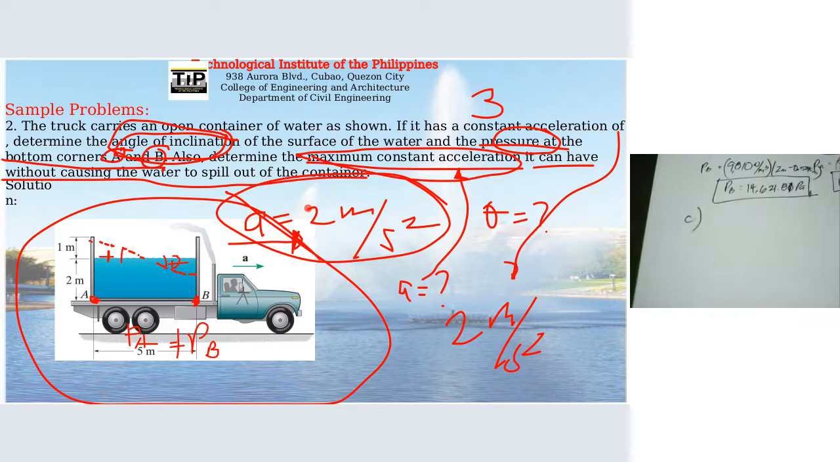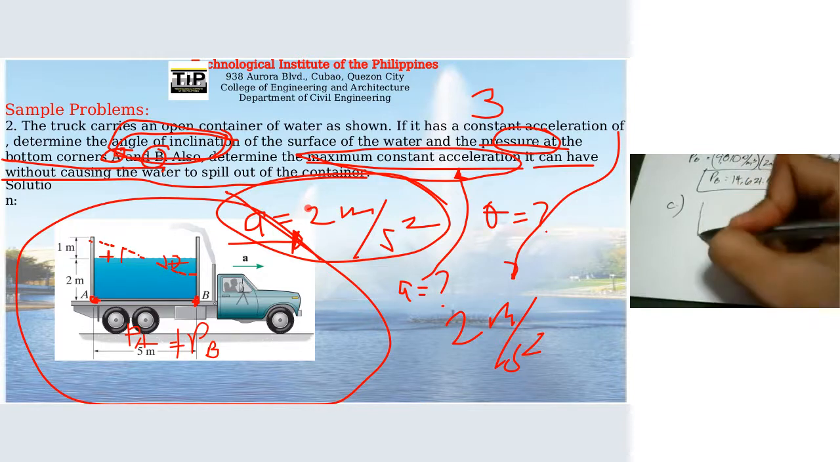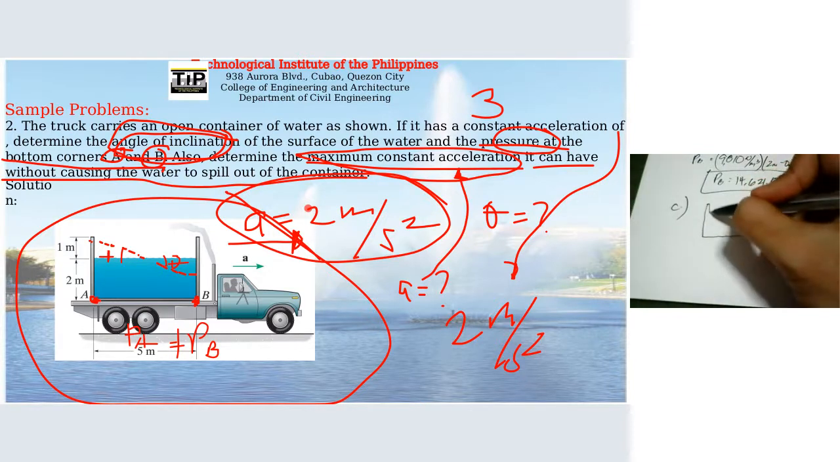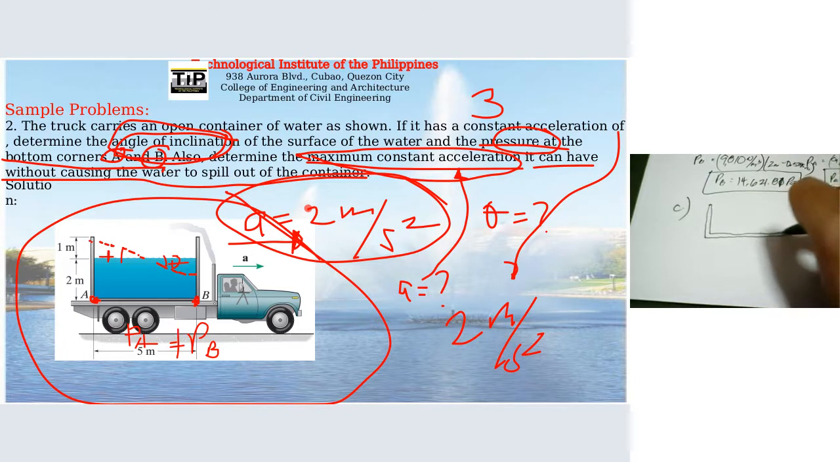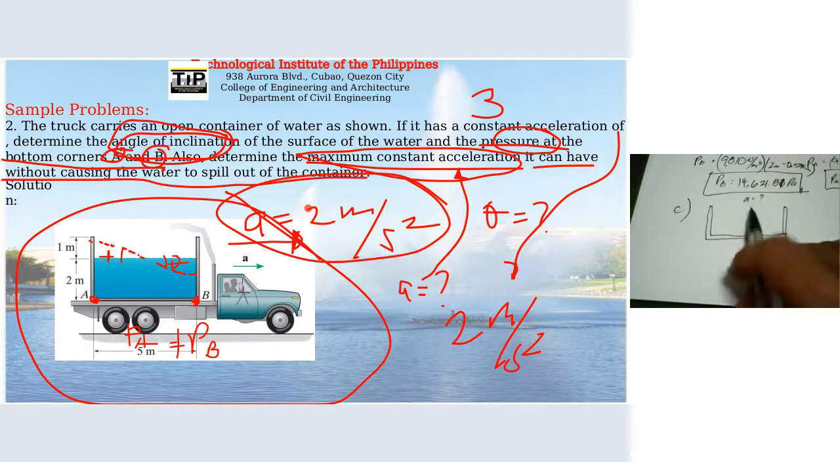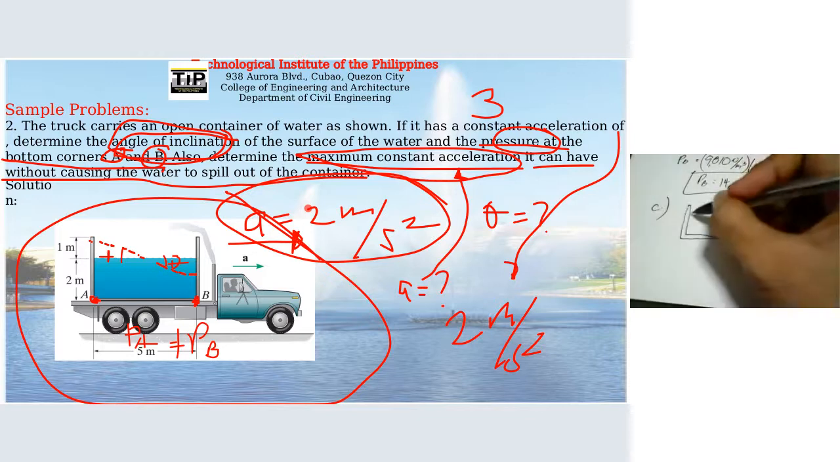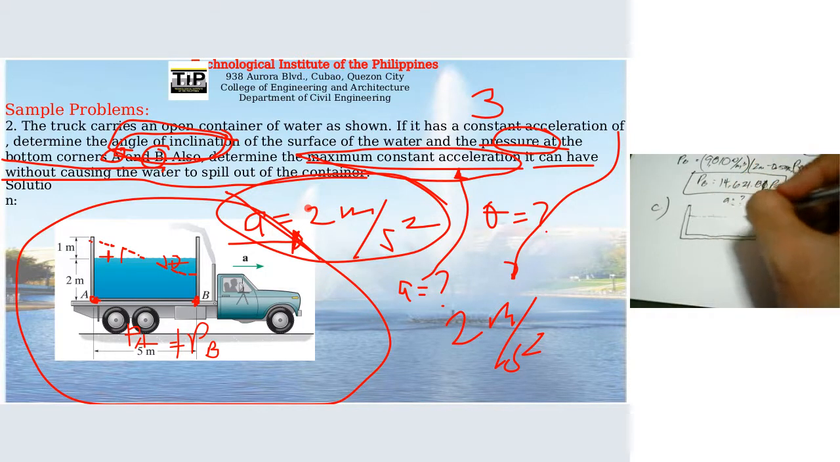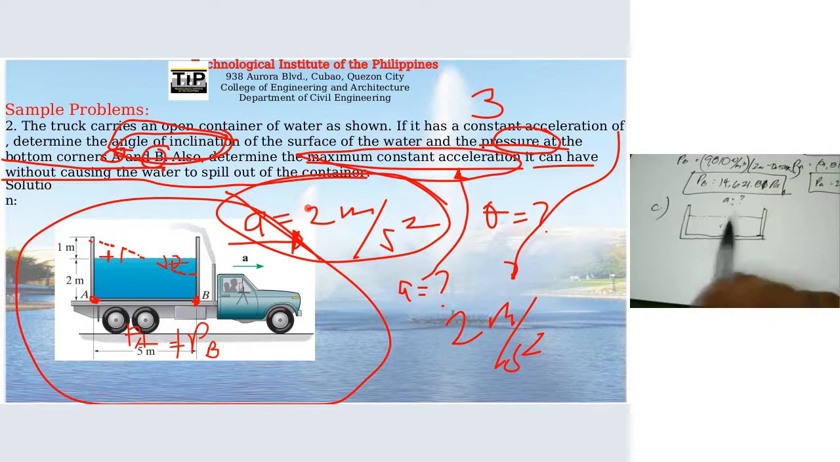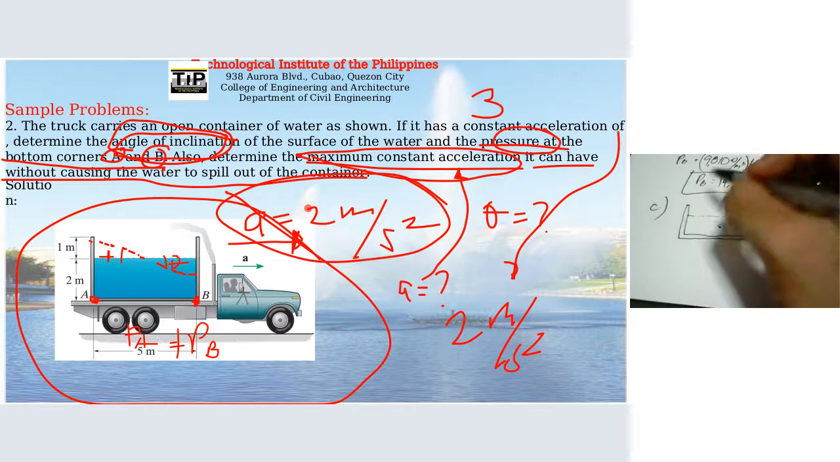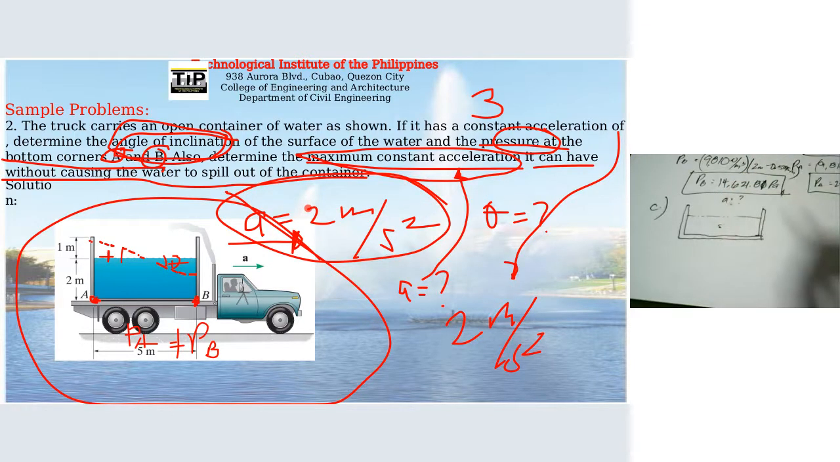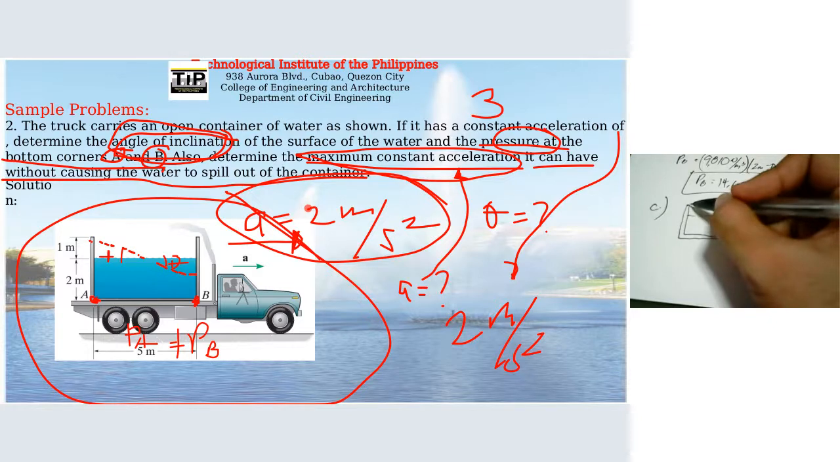So, kailangan natin siyang i-drawing for us to solve that acceleration. So, initially, the water is in equilibrium and then, sabi, maximum acceleration it can have without causing the water to spill.